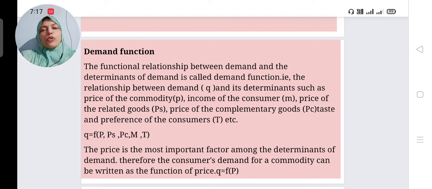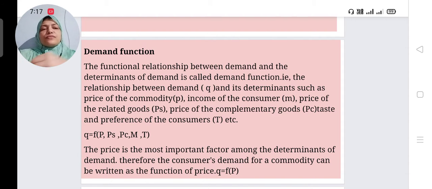Then income of the consumer, that is M. Price of related goods, that is PS. Price of complementary goods, that is PC. Then taste and preference of the consumers, T. These are the determinants of the demand: price of the commodity, income of the consumer, price of related goods, price of complementary goods, taste and preference.